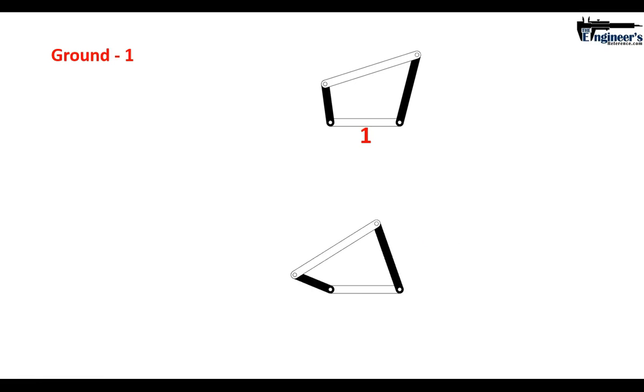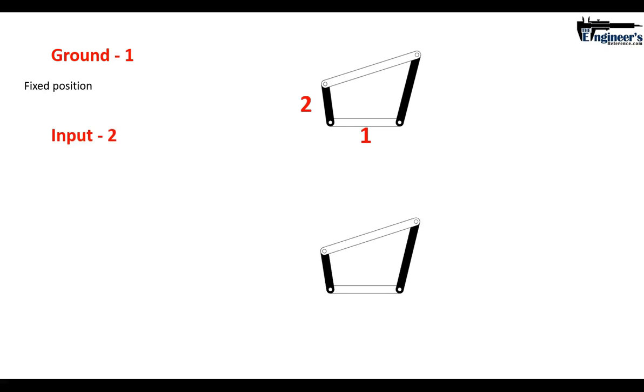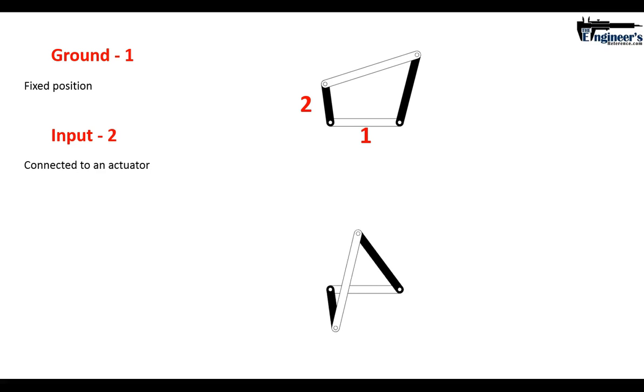Now all these linkages have a name. First, the fixed link is known as the ground. So it's grounded, it's rigid, it's not going anywhere. It's what helps maintain the control of the entire system. The second link is known as the input link. This is where the motor or actuator drives the movement through this particular link. In this case, it's the shortest link, so it's connected to some sort of an actuator.